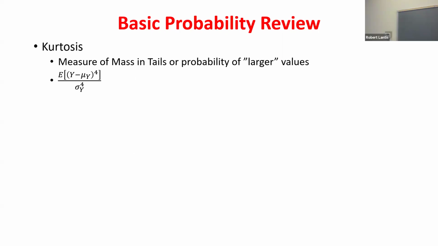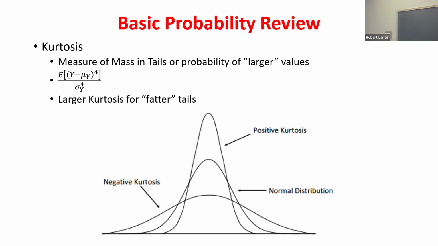I won't waste too much time on this either. Skewness is going to be whether or not we have that long left or right tail, extremely low values, extremely high values. But kurtosis is going to measure how fat our tails are.